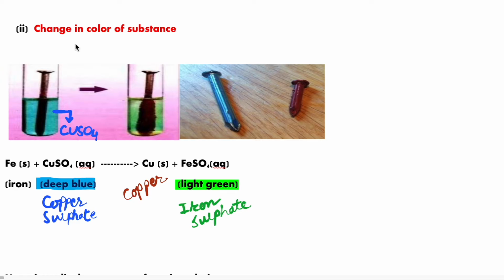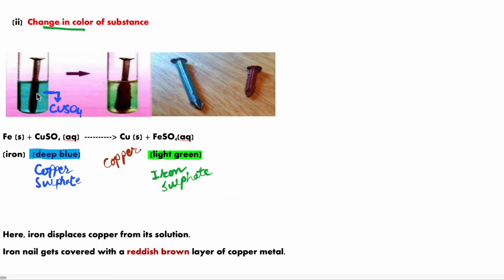Next characteristic of chemical reaction we will talk about is change in color of substance. Here iron in solid state, when it reacts with copper sulfate solution which is deep blue in color, after a reaction it forms iron sulfate which is light green in color, and a reddish brown layer of copper metal gets deposited on this gray iron nail as shown here in this figure.